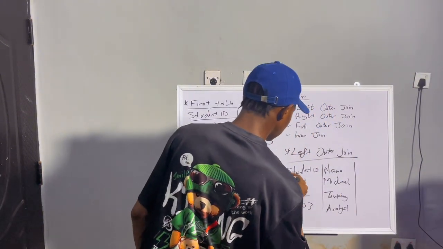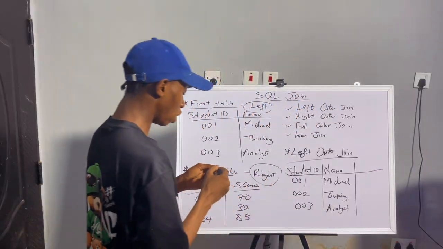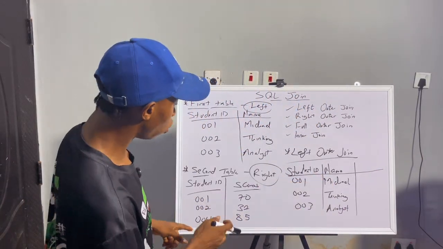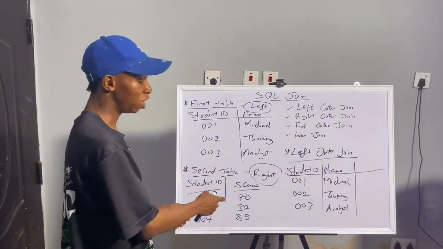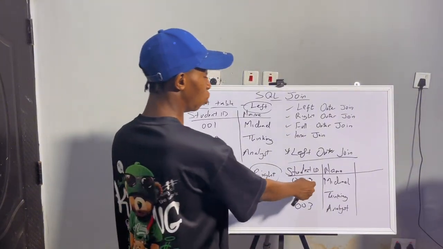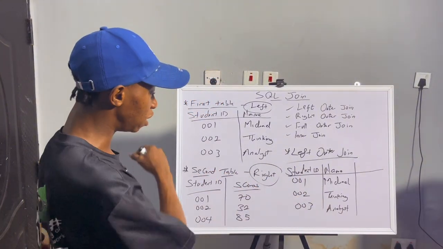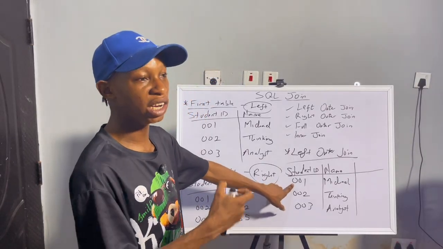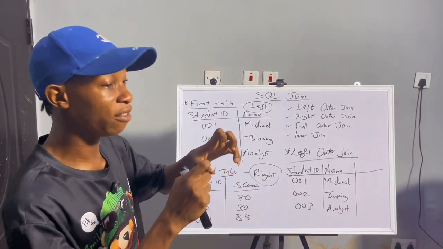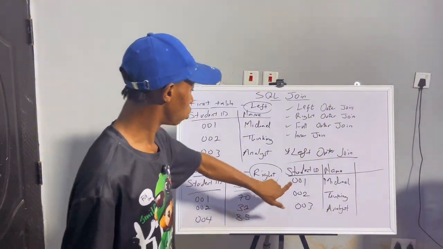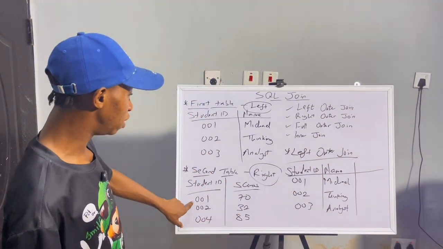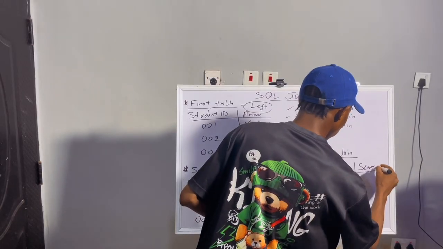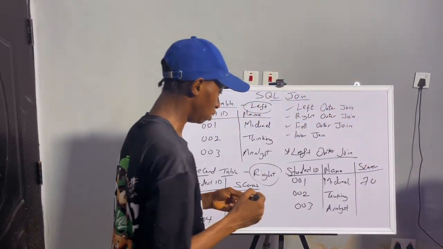I said earlier that now everything from the left table is in our result table, but what is coming from the right table is only the data that matches the one from our left table. For example, we have 001 here. I said earlier that we are going to be joining them on a column they have in common, which is our student ID. So we have 001 here, and we also have it here. So we are going to be having the score 70.